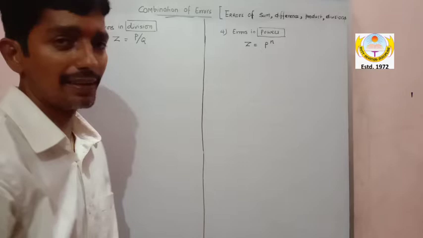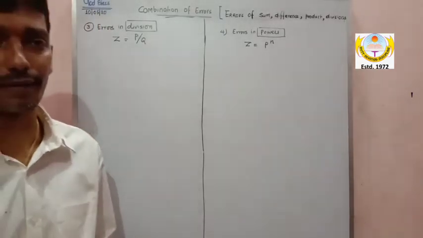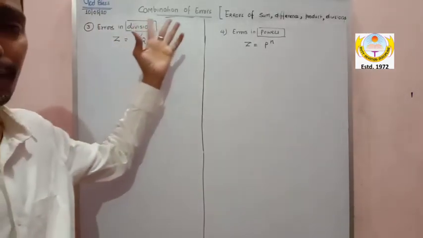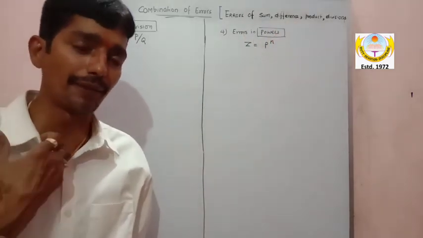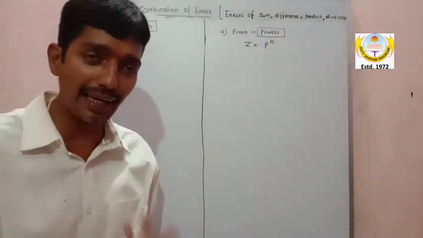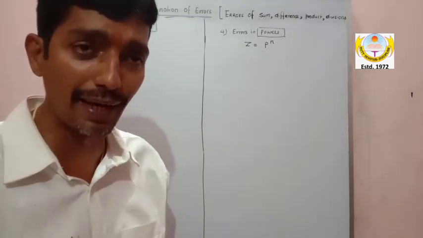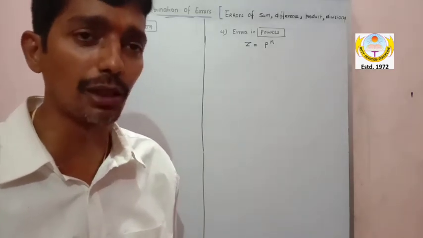This is the next video on calculating the error for divisions and the error for powers. How to solve divisions and powers, and what answer are we getting? Do we get the answer in terms of relative error, or in terms of absolute error?